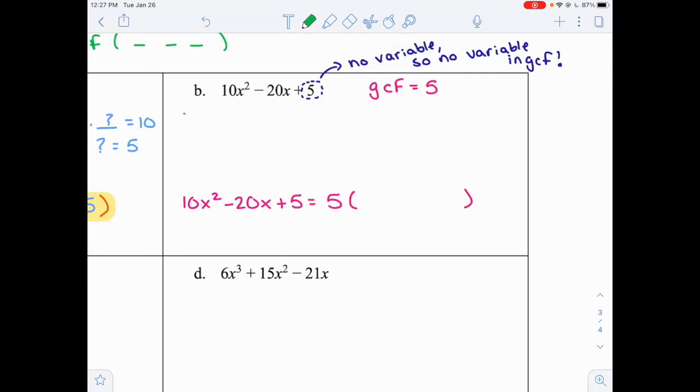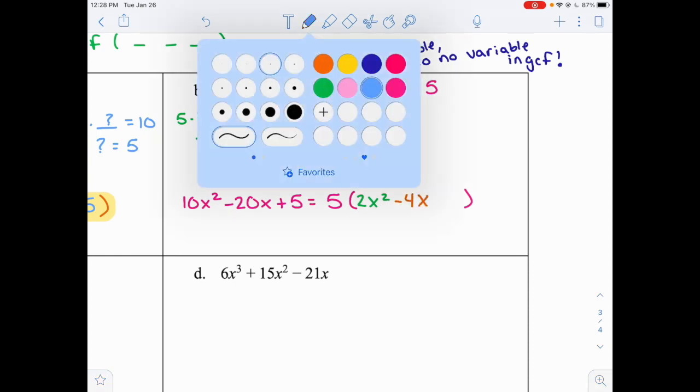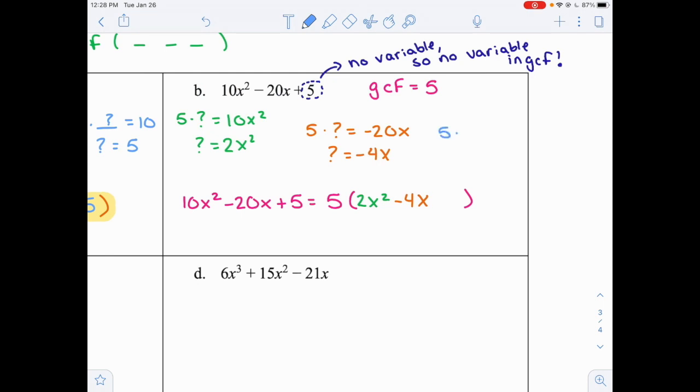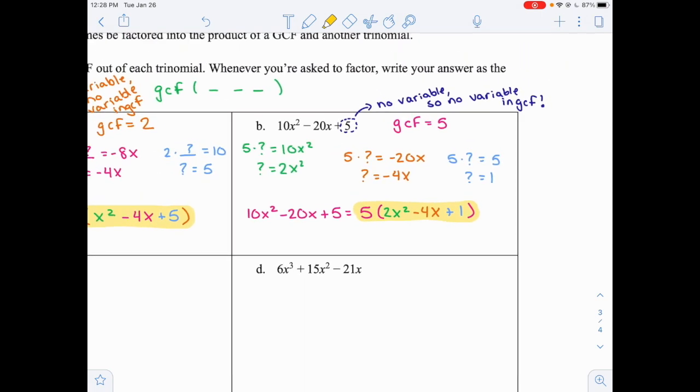So we're going to have 5 times something equals 10x squared. Something is 2x squared. 5 times something is negative 20x. Something is negative 4x. And then 5 times something is equal to 5. So the something must be 1, so plus 1. And that's factored form. If you don't believe me, you can distribute it out and see that it matches.